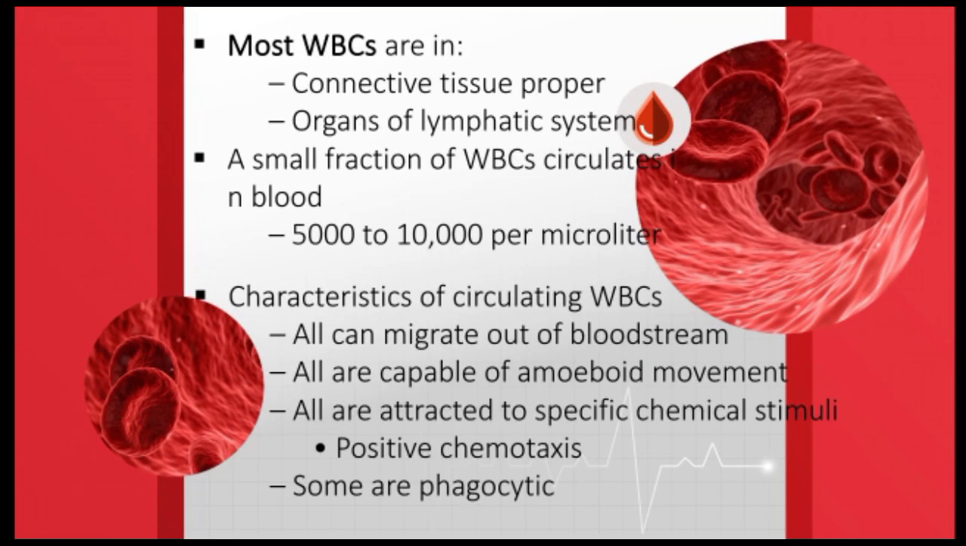Most white blood cells are in connective tissue proper and organs of the lymphatic system. A small fraction of white blood cells circulates in blood. It has 5,000 to 10,000 per microliter. The characteristics of circulating white blood cells: all can migrate out of the bloodstream, all are capable of amoeboid movement, all are attracted to specific chemical stimuli, which is positive chemotaxis, and some are phagocytic.